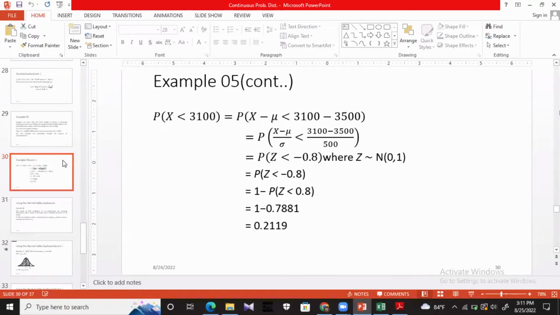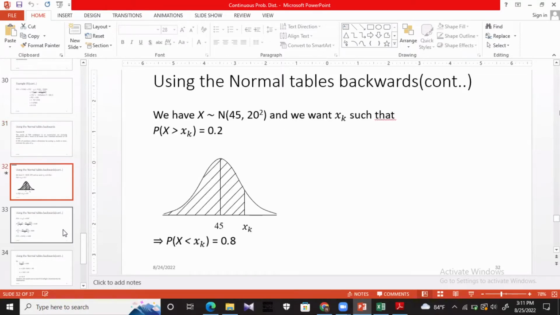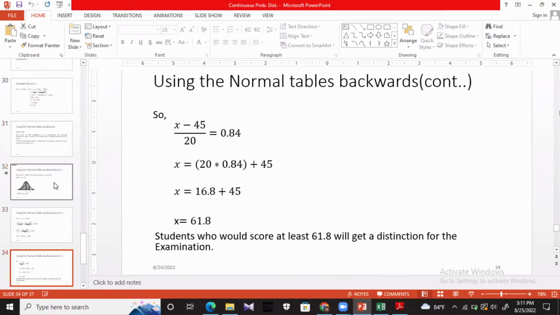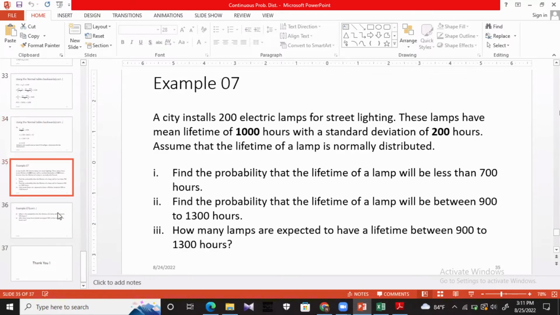So this is the end of the first half of the section, continuous probability distribution. We will have to discuss only the use of the normal table backwards. Okay, it's not difficult. It's really easy. I want to take another lecture to discuss these 3 slides and 5 slides. Okay.